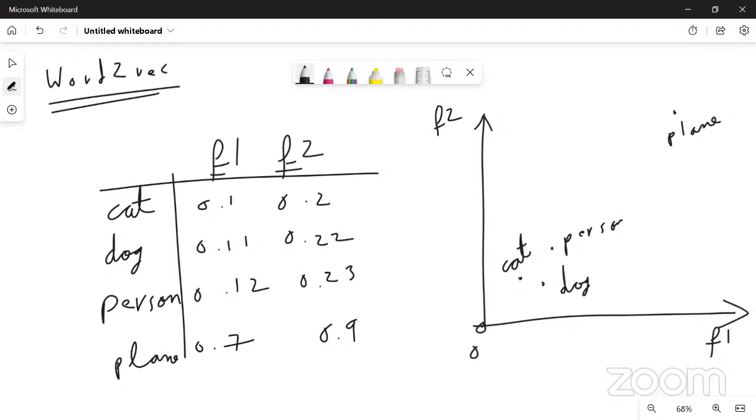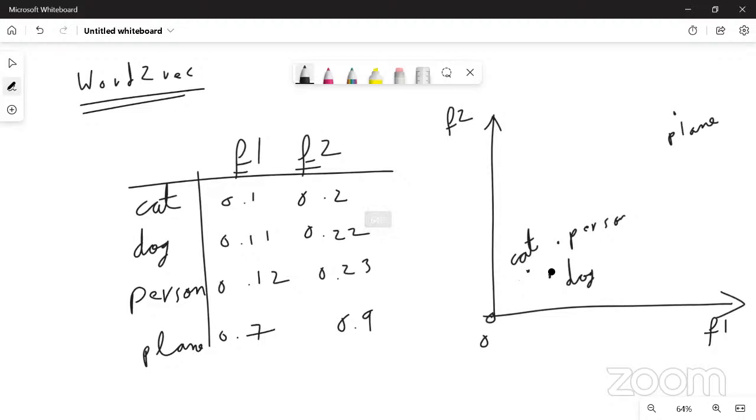So cat, person, dog, and plane. And you can see the coordinate representation of these individual words, and all of a sudden we have achieved something really incredible. And how is this happening? It is basically a neural network that is doing this, which is again, you can ignore the inner workings of a neural net right now.